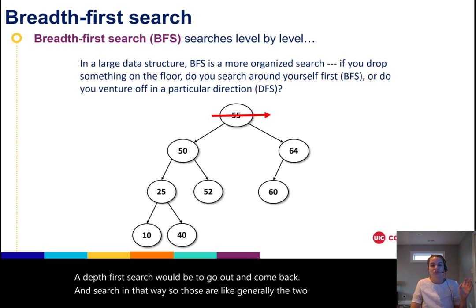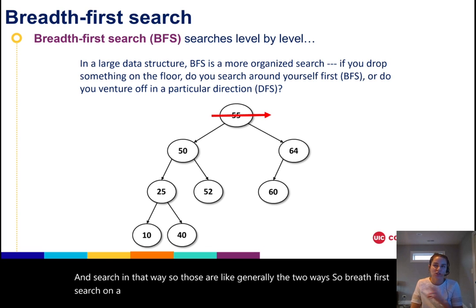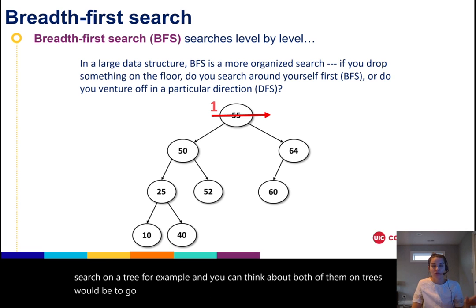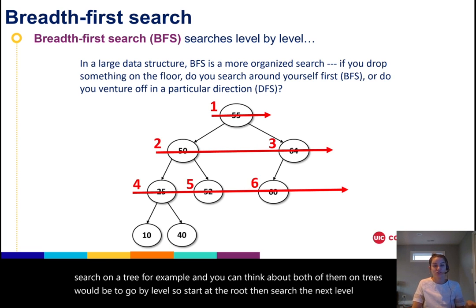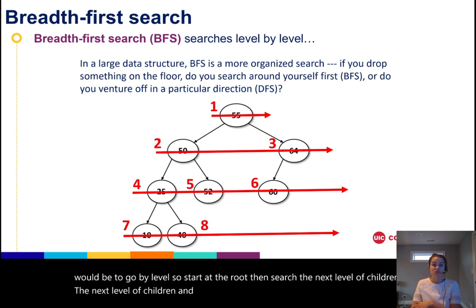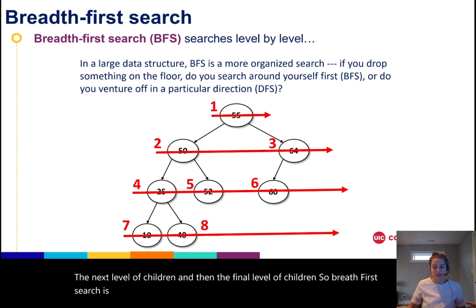So breadth first search on a tree, for example, and you can think about both of them on trees, would be to go by level. So start at the root, then search the next level of children, the next level of children, and then the final level of children. So breadth first search is this organized way of expanding out.